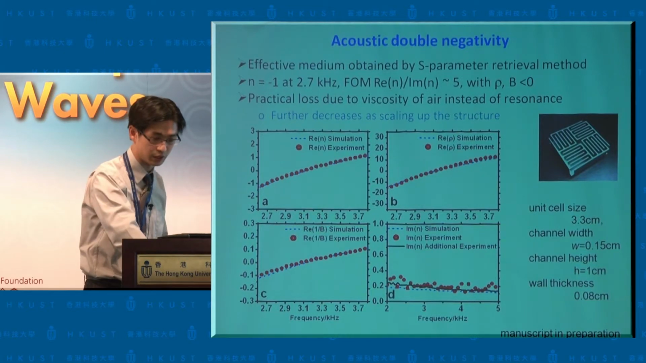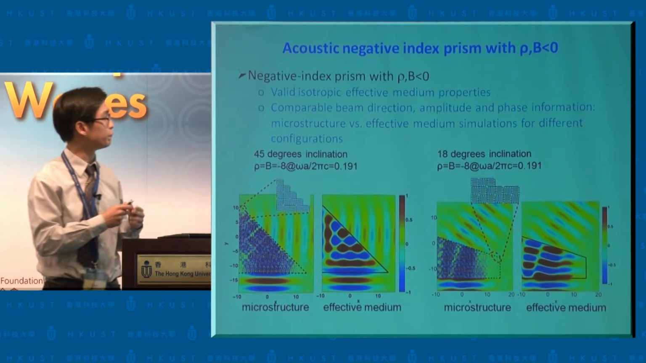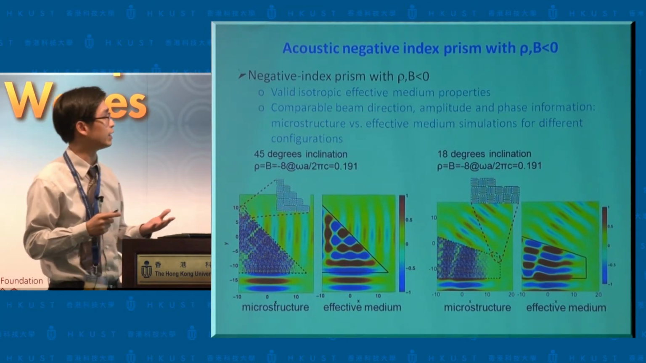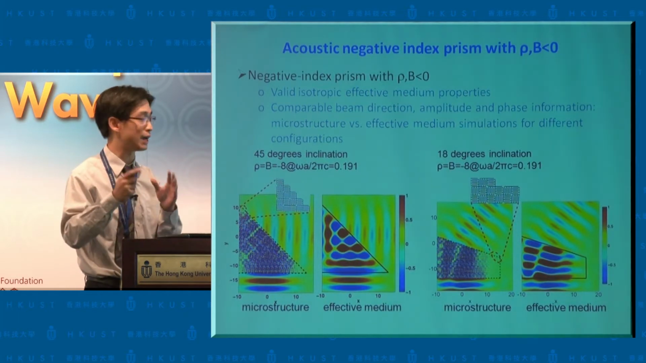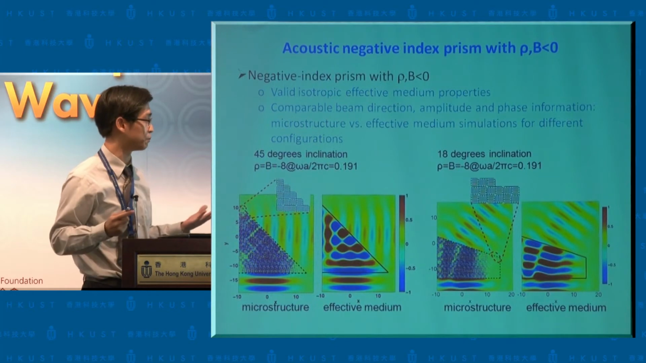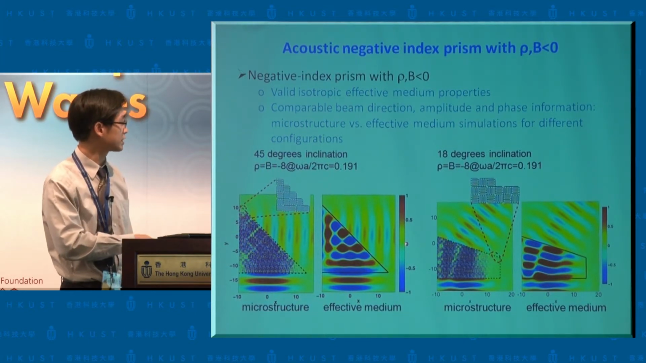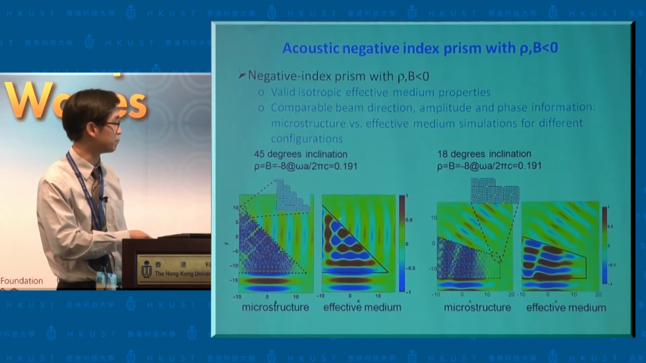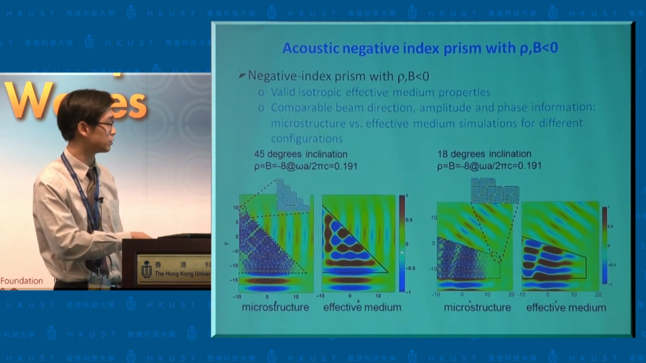So this is the result of the effective medium. If we have such an effective medium, we can represent the metamaterial and use it to build up larger structures. The simplest structure, if we go up, is a prism, for example. Here I show you some simulations in this slide. We are simulating a prism in different situations. This one is 45 degrees for the angle. This one is 18 degrees for the inclination angle.